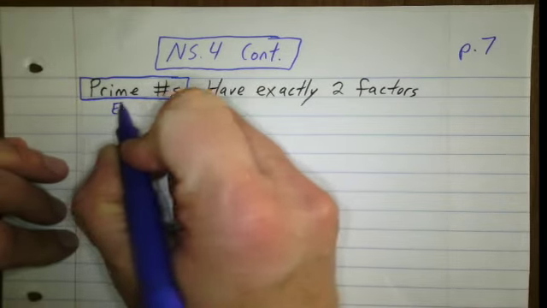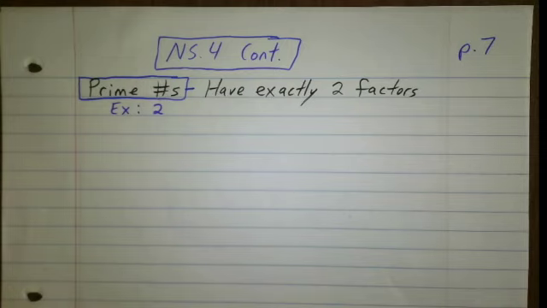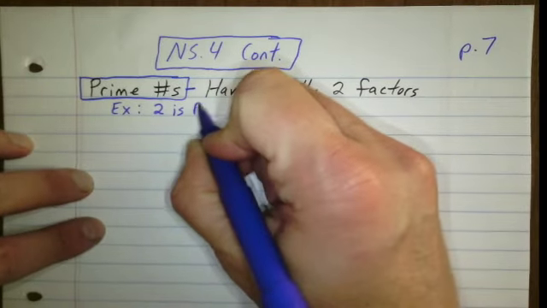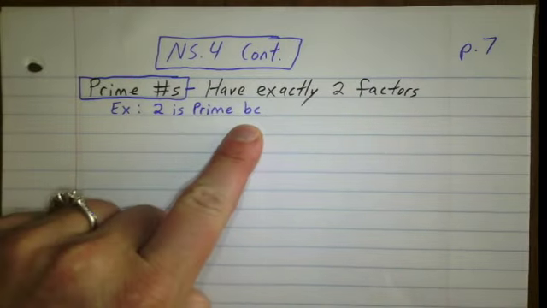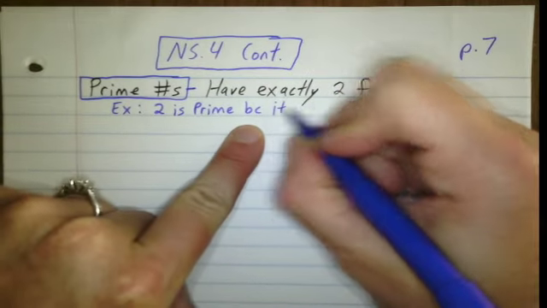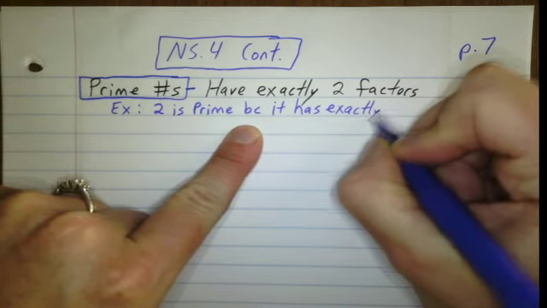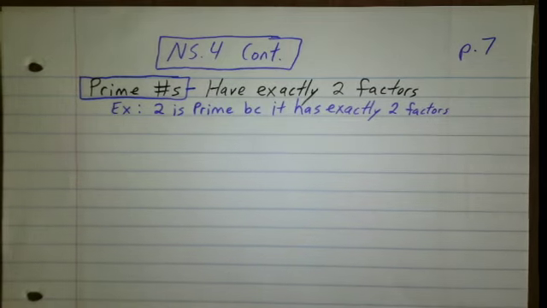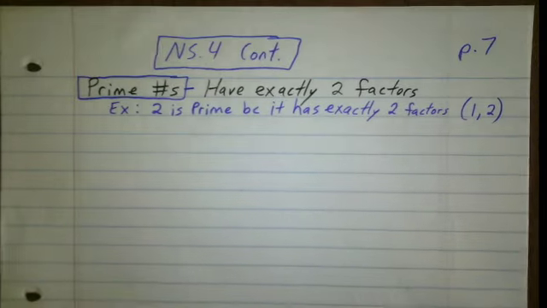So the example I would like to start with is 2. 2 is prime. What numbers can you multiply to get 2? You can take 1 times 2. So it has exactly two factors. 2 is prime. BC in my notes is my shorthand for because. It has exactly two factors. So if I ask you what are the two factors that you multiply to get 2, your answer should be 1 and 2. 1 times 2 gives you 2.